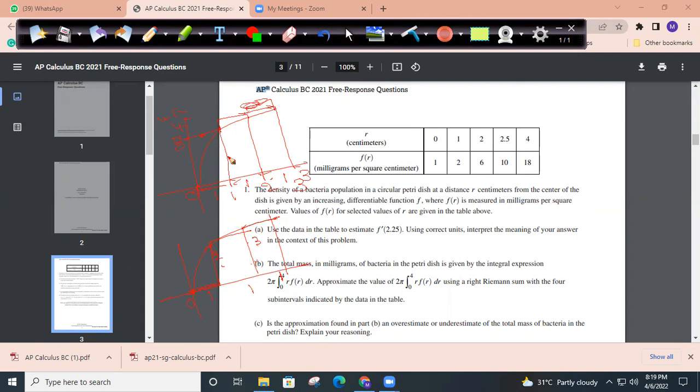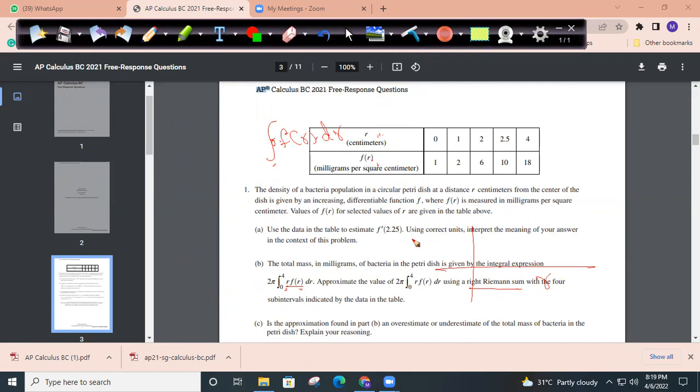Now what he is asking in the question is to find the mass of the bacteria using the right Riemann sum. But he's not asking me to find the integral of f of r dr. What is the function he gave here? He gave r into f of r. So first find r into f of r. The x-axis is r, but your y-axis is r into f of r. You need to be smart at the end of the day. He is not asking you to find the integral from 0 to 4 of f of r dr, he's asking you to find r into f of r.